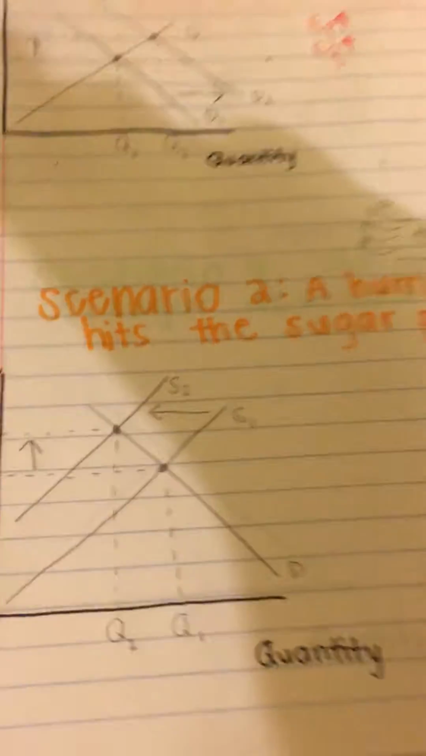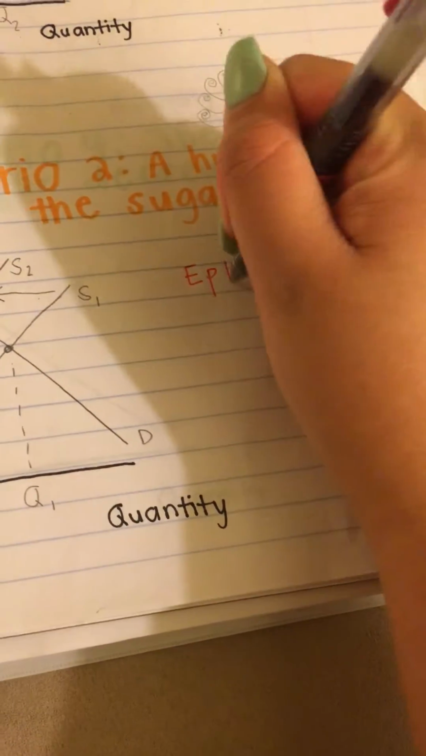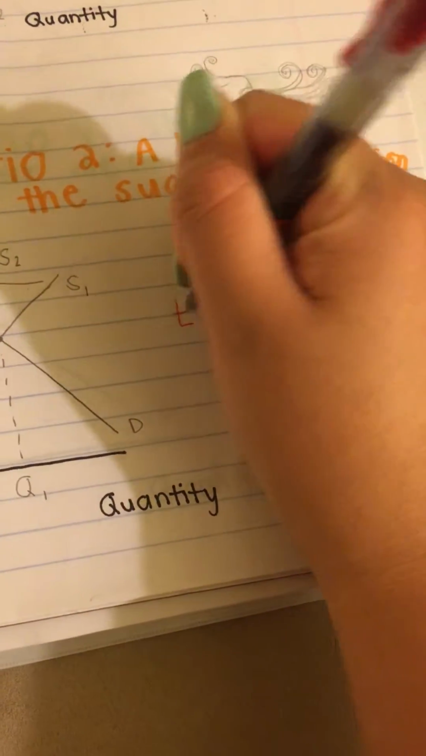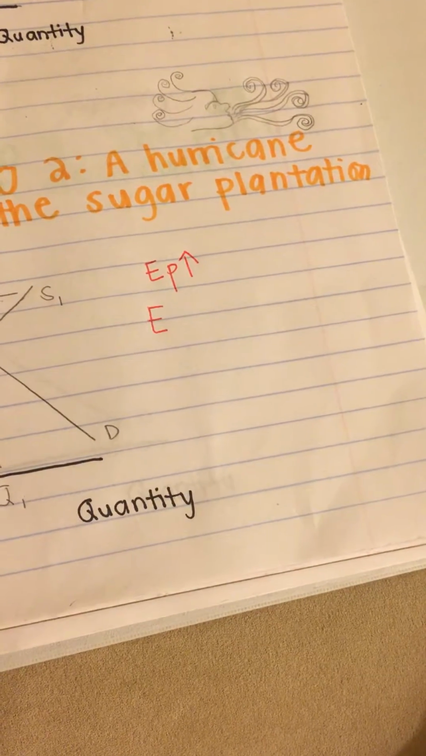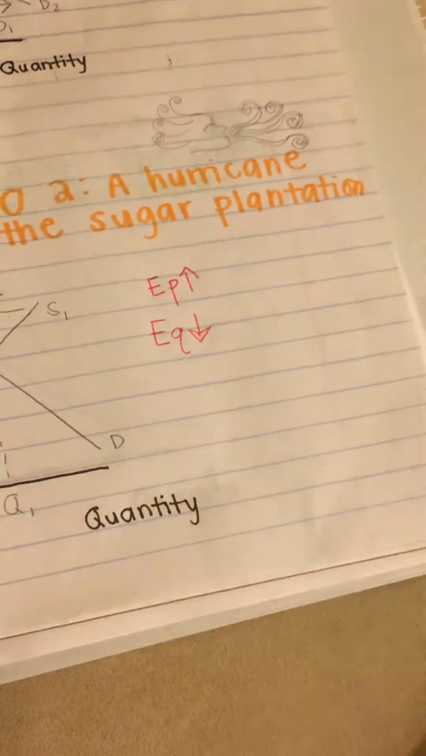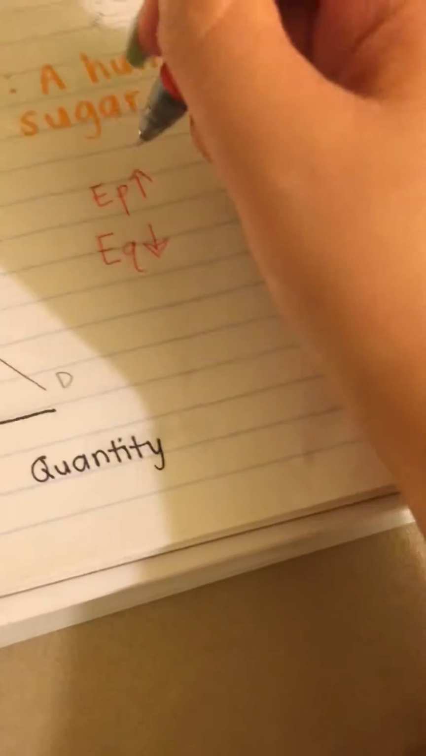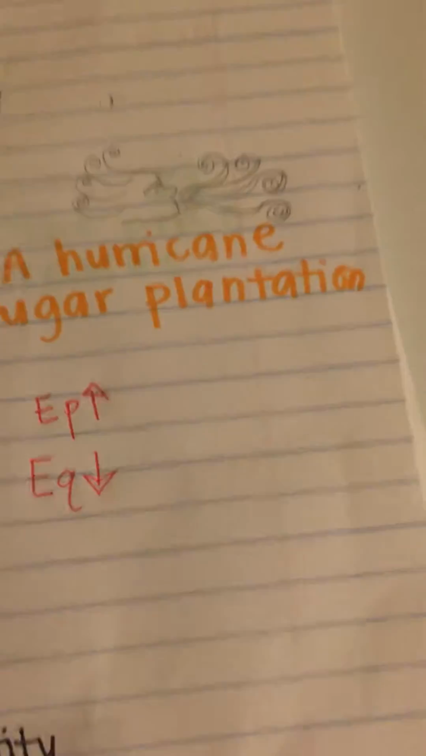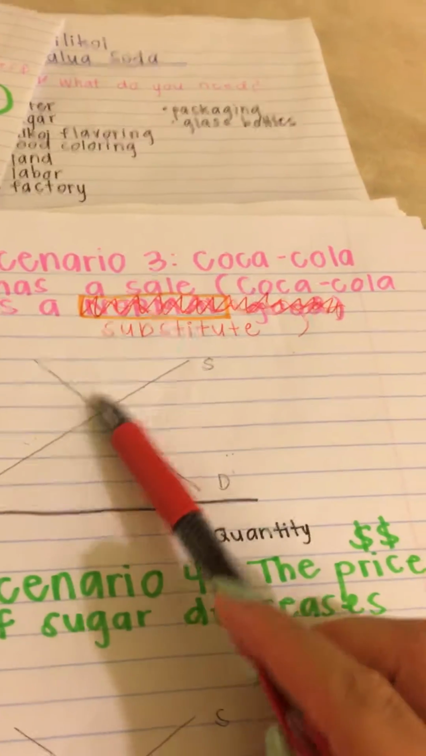Okay, and then I like to label this scenario as the equilibrium price goes up and the equilibrium quantity goes down. Alright, scenario 3. Coca-Cola has a sale.